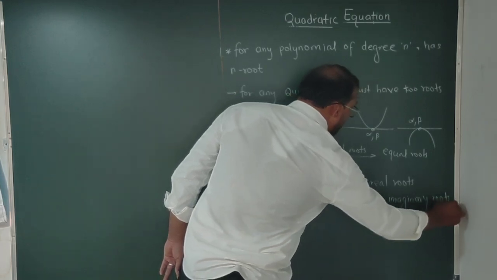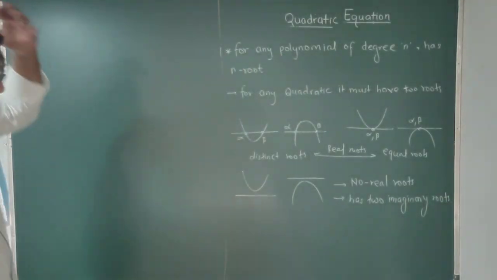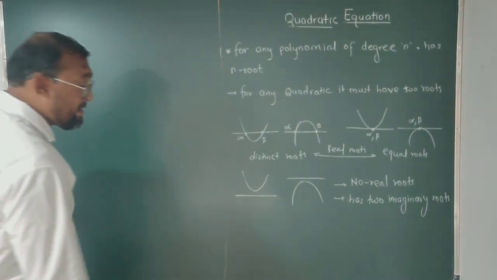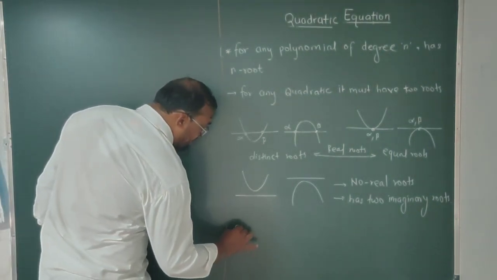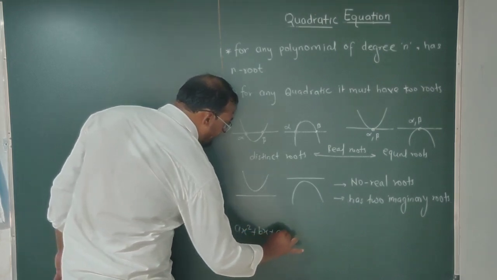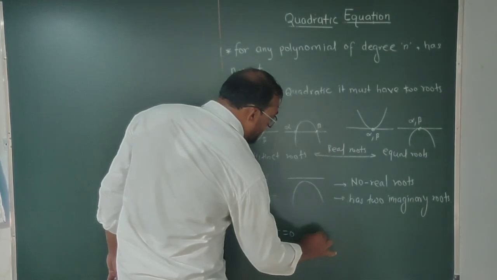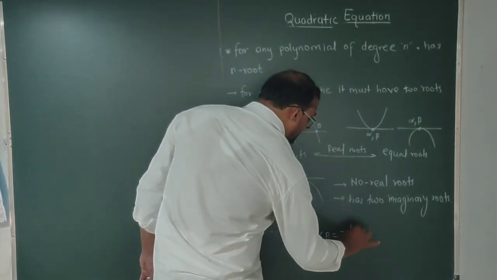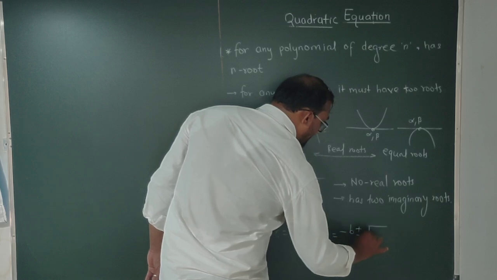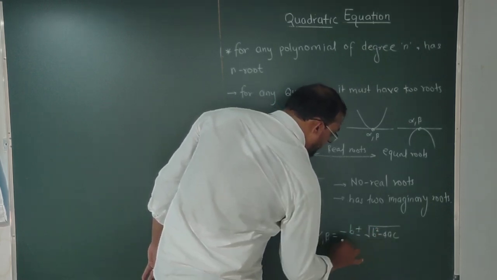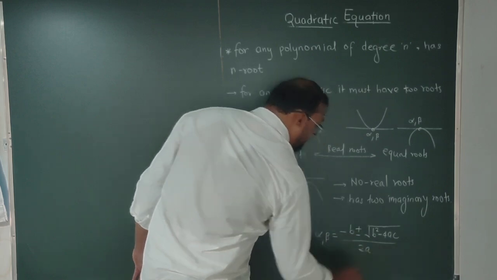Okay, this is just the graphical condition that we have seen here. Now we will go to a more analytical way. We know that for any quadratic equation ax² + bx + c = 0, the roots α, β are given by (−b ± √(b² − 4ac)) / 2a.